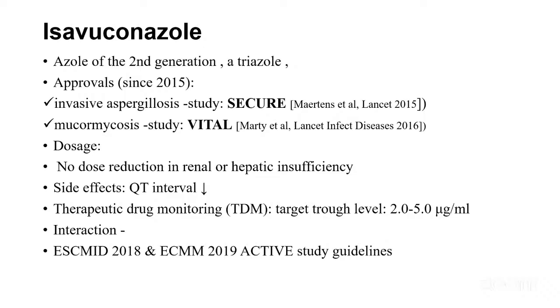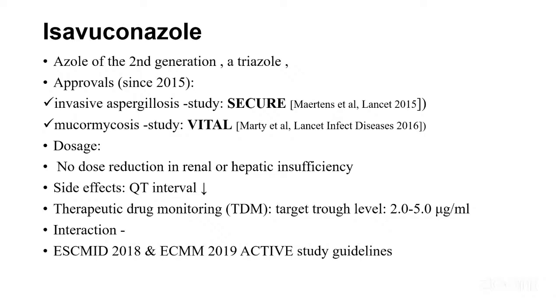Isavuconazole is second generation. It is a triazole approved for invasive aspergillosis as per the SECURE study, and also for mucormycosis in the VITAL study. Dose is one pill of 100 mg, same dose with high oral bioavailability, and IV for 2 days, 200 mg TID, followed by 200 mg OD dose.